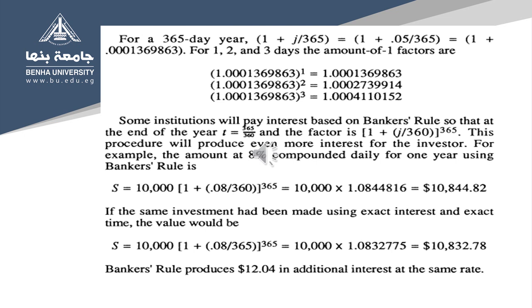So that banker's rule, this is the result, this is the conclusion. Banker's rule produces 12.04 dollars in additional interest at the same rate.